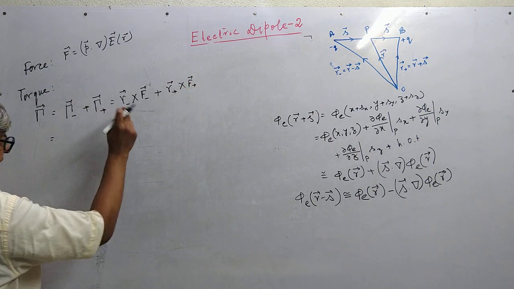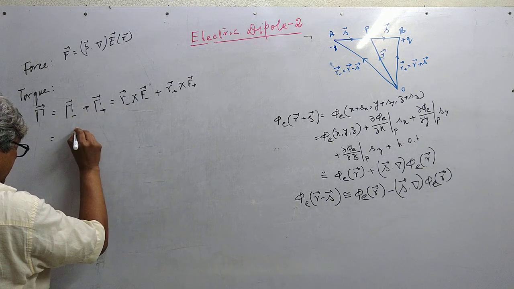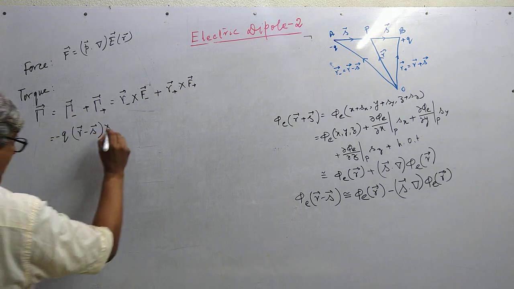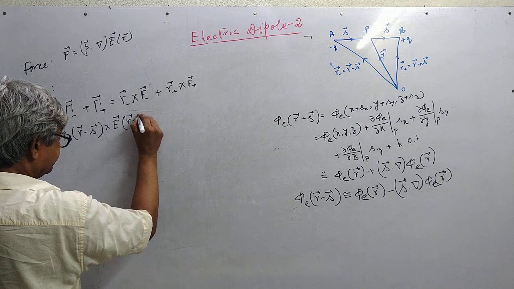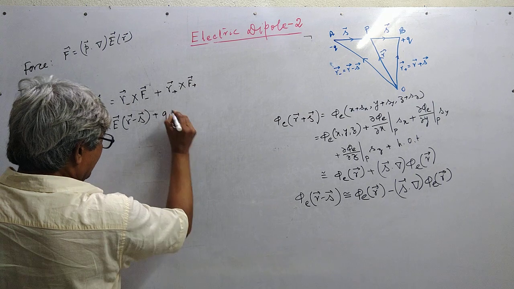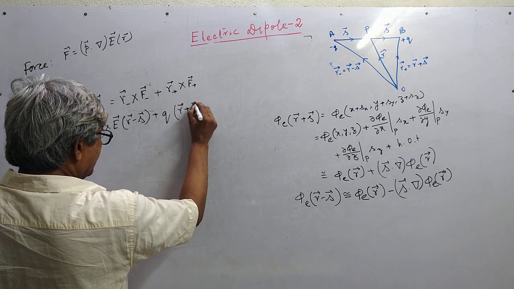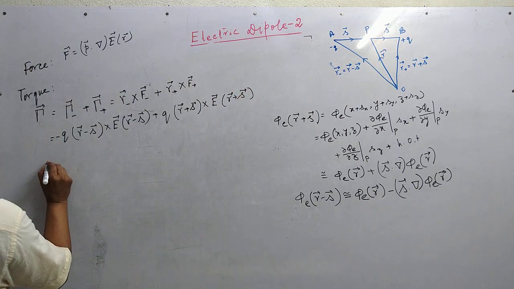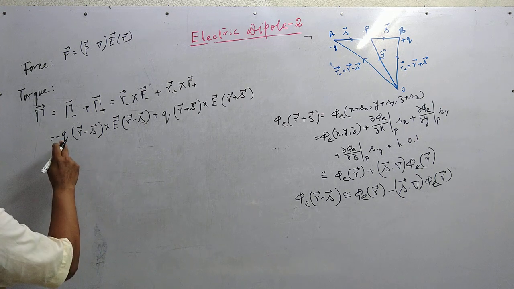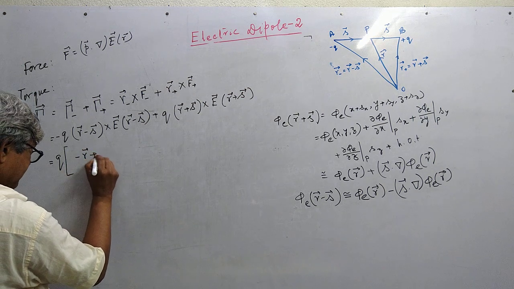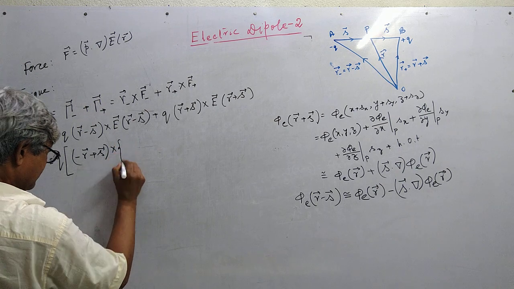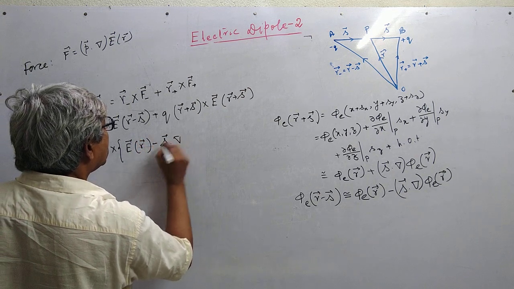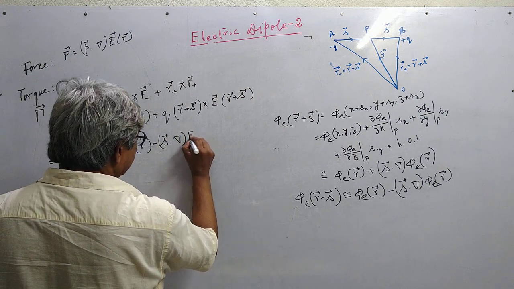So if we write it in longhand, this is (r − s), this is for r vector, times (−q) times E at (r − s). This is for this part, and from this part, this is q (r + s) crossed by E at (r + s). Now, q taken out. We adjust this negative sign, so we write it minus (r − s) cross this part, E at r minus (s·∇) operating on E at r.